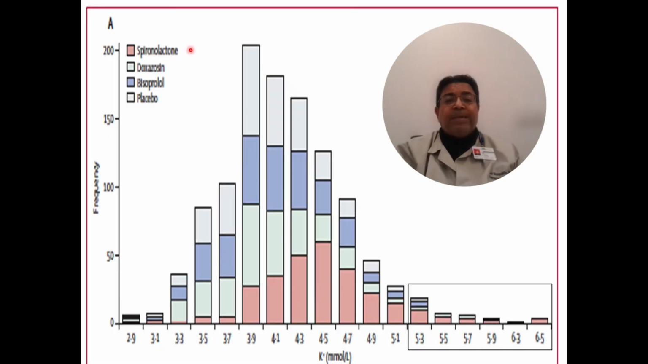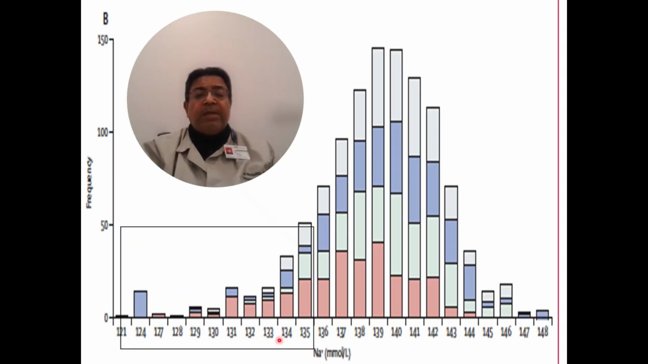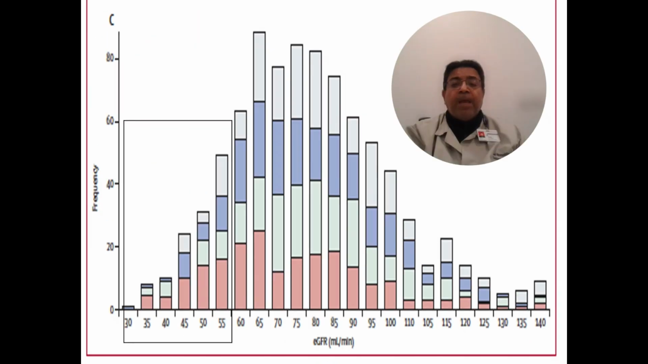So spironolactone is in pink, and as you can see, in the area of hyperkalemia, you see a little bit more pink, but not dramatically so. And you see a little bit more pink in the hyponatremia zone that I've marked off carefully. Also a little bit more pink in acute kidney injury with a reduction in GFR.